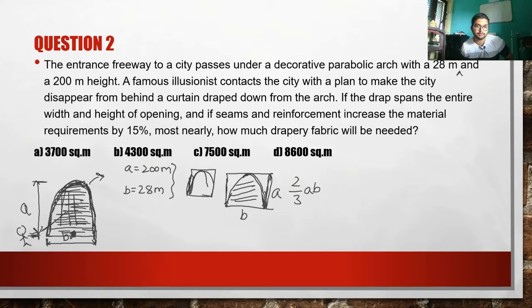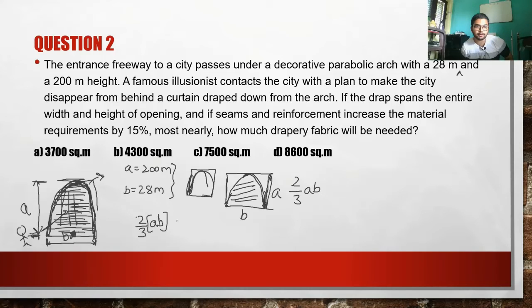Now similarly, the area of this parabolic arch: since the height is A and the width is B, the rectangle that encloses this parabola will have an area of A times B. But we don't want that, we want the area of this parabola only, that means 2/3 of that area. This is our required area. So this is the area of the curtain we require only for the parabola area, but there is 15% extra. So we have to add 15% extra, that means 0.15 of the total.